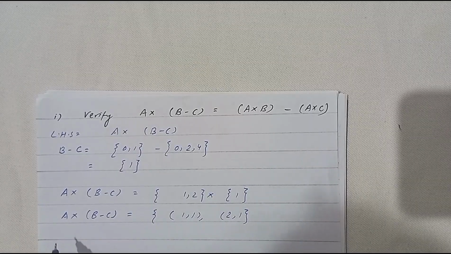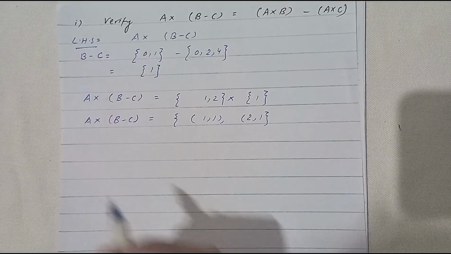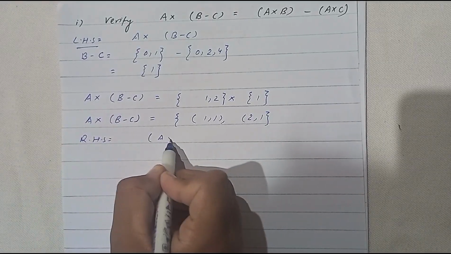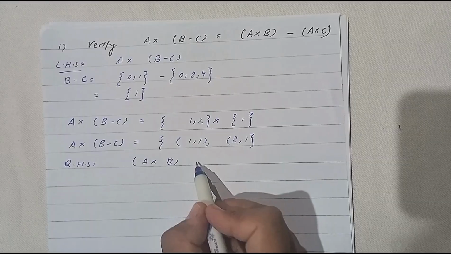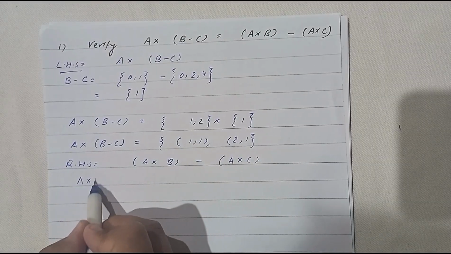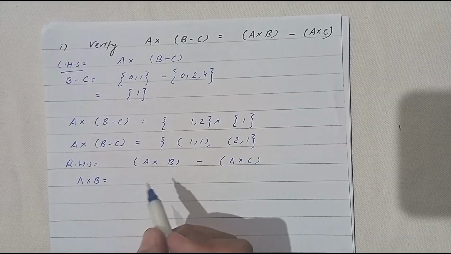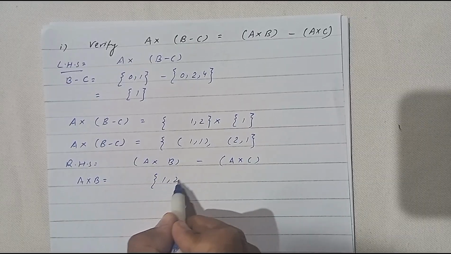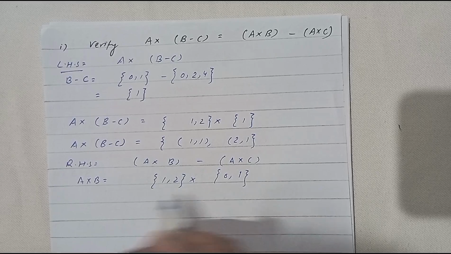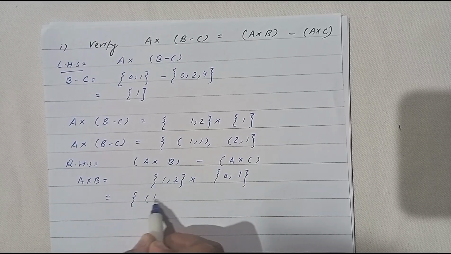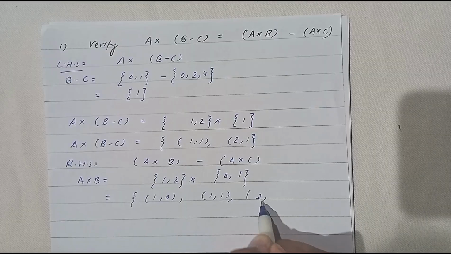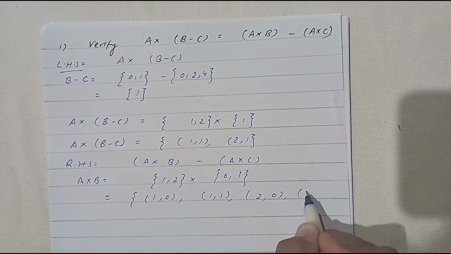This is the left hand side answer. Now we find the right hand side. Right hand side equals A cross B minus A cross C. So first we find A cross B, cross product, that equals A {1, 2} and B is {0, 1}. Taking cross product we get the answer (1,0), (1,1), (2,0), and (2,1).